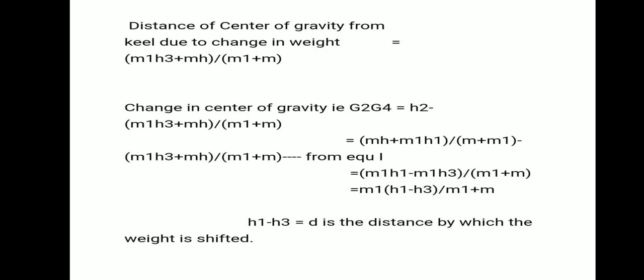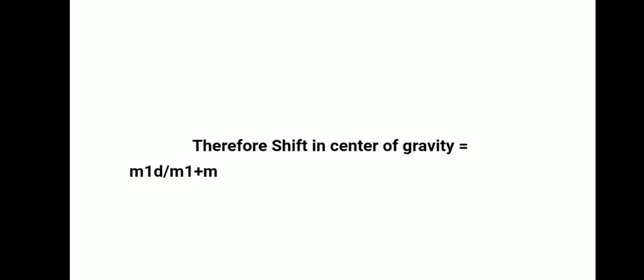So finally we get the formula m1 into (h1 minus h3) divided by (m1 plus m). Here h1 minus h3 is equal to d, the distance by which the weight is shifted, which is obtained from the formula. Therefore the shift in the center of gravity will be m1d divided by (m1 plus m). So we can say this from these two formulas.